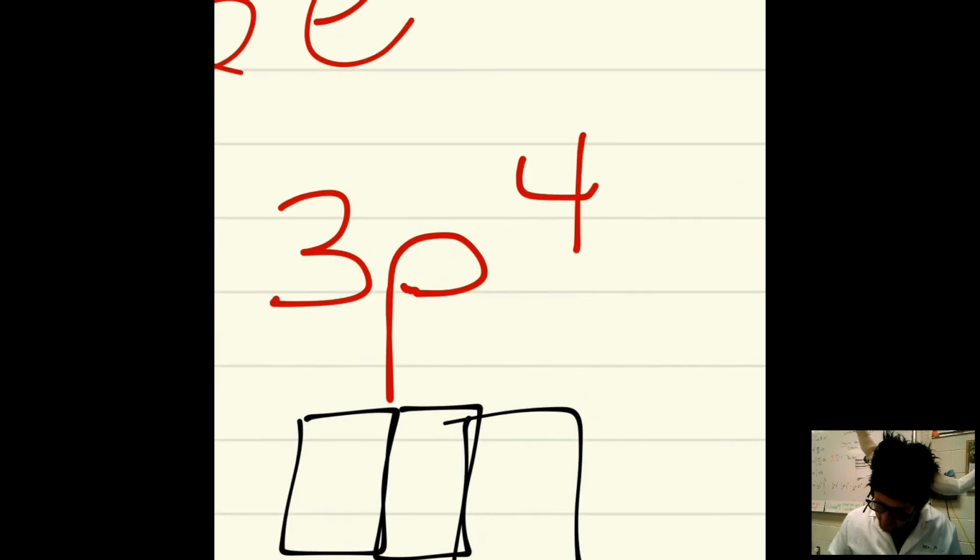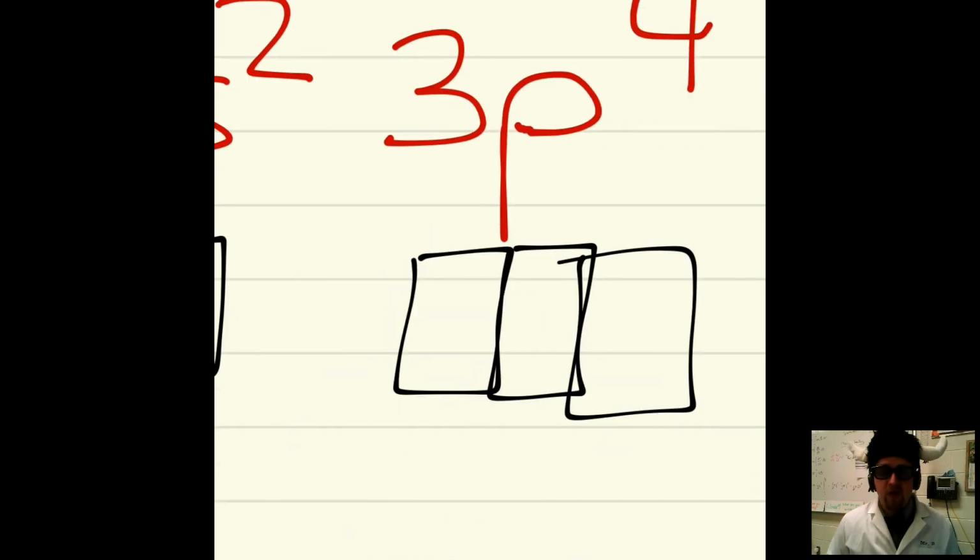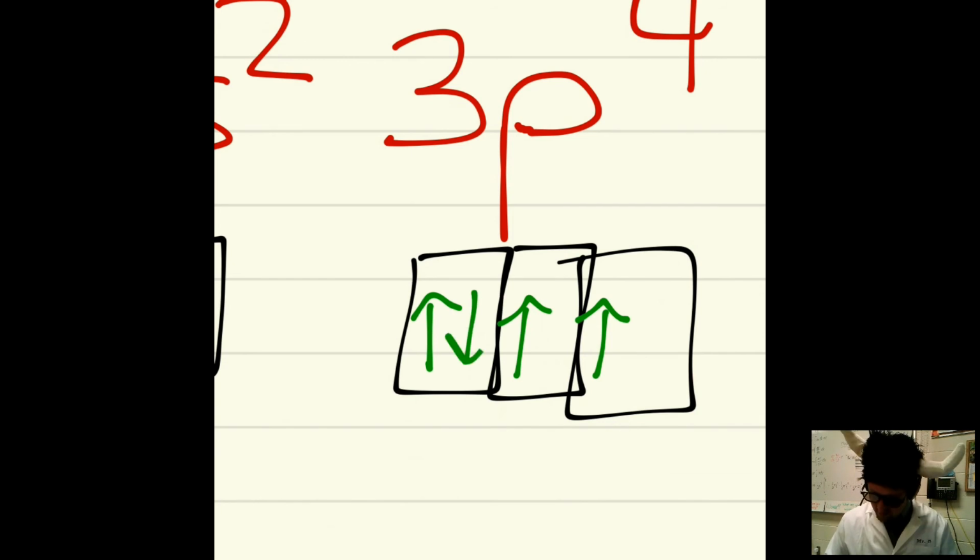Moving on. And this one's 3p4. So this is not 3p6, it's 3p4. Therefore, I'm only going to use 4 electrons. So I'm going to go ahead and put 1, 2, 3, first before seconds, and then 4. And I'm done. Okay, so this is what orbital notations look like.